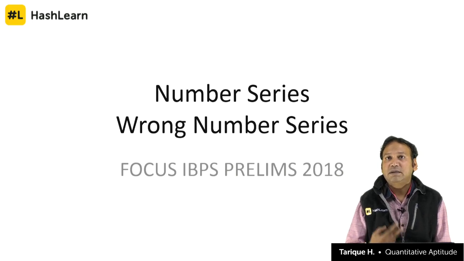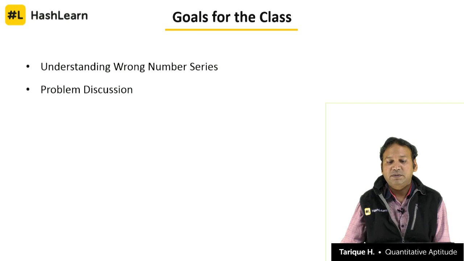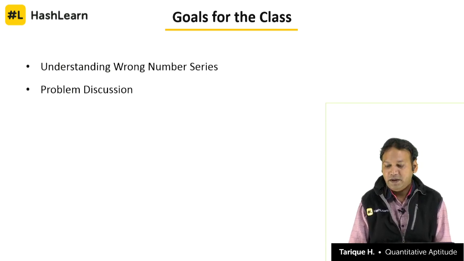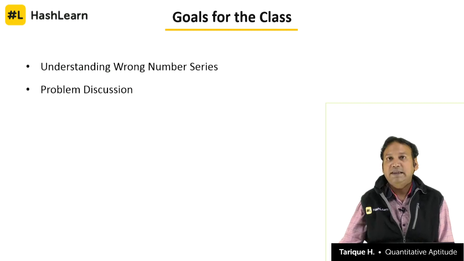This makes the task doubly challenging, understanding the logic as well as finding out which number is not following that logic. So that will be the main goal of the class today, to understand the wrong number series and to build an approach towards solving the question by understanding problems through problem discussion. Okay. Now I'll start with an example question first.